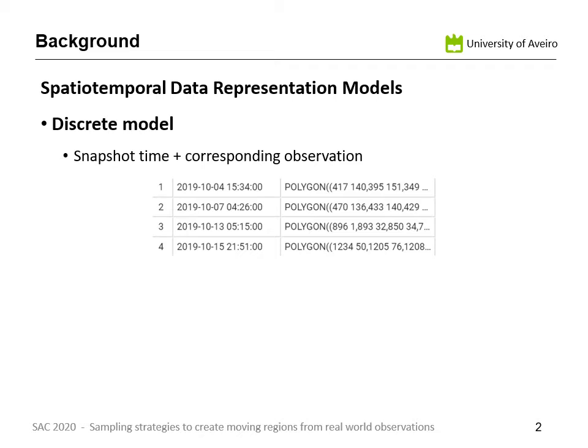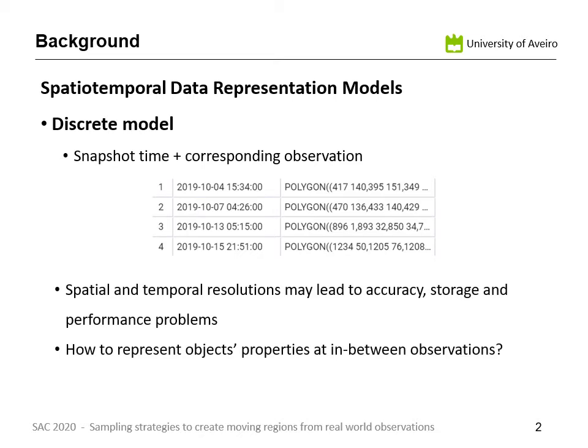Basically, there are two models that can be used to represent spatial temporal data, the discrete model and the continuous one. In the discrete model, data is represented in a discrete way by the association of spatial information, like position and shape, to time instants. This representation may seem the most straightforward one, as real data is acquired in discrete snapshots. Although easy, the use of the discrete model may lead to accuracy, storage, and performance issues depending on usage resolutions.